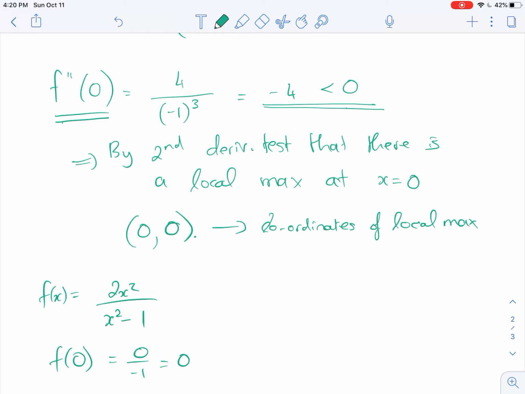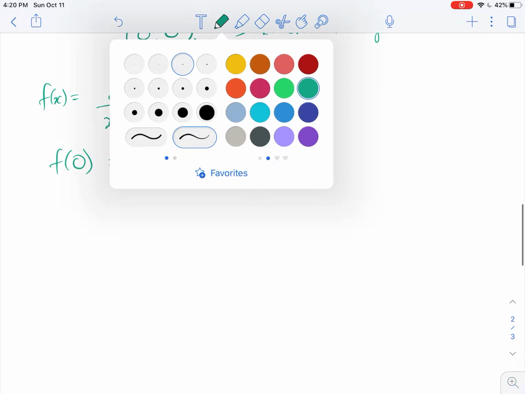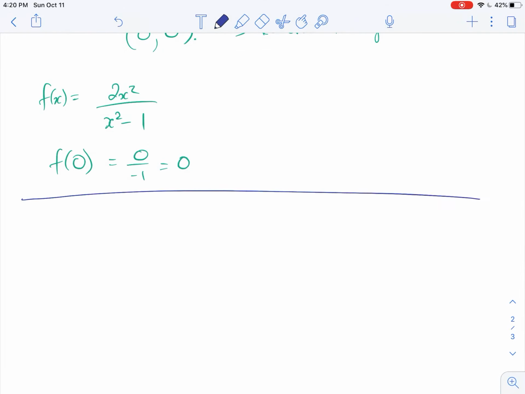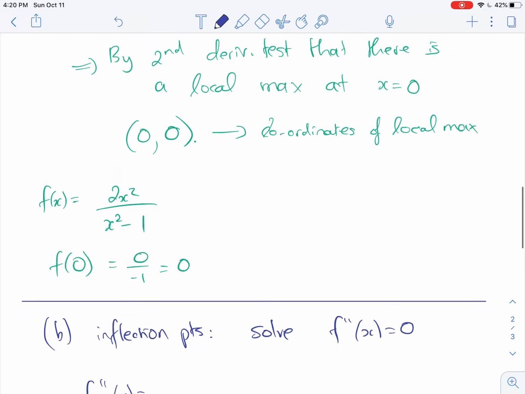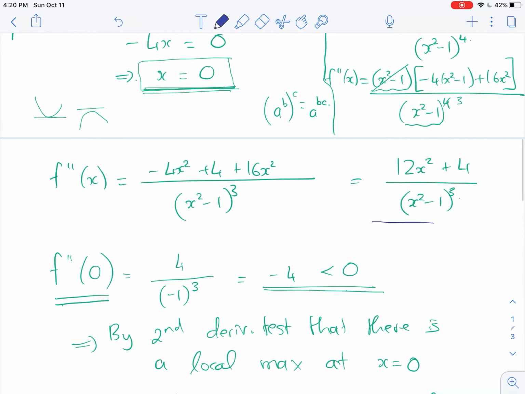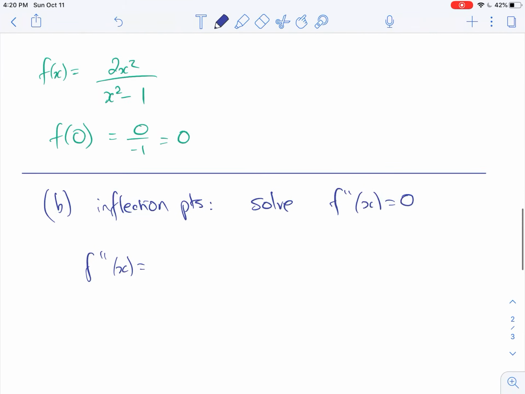Now there was a second part to this question that said, show there are no inflection points. An inflection point occurs when the second derivative is equal to 0 and it changes sign. So for part B, inflection points, you want to solve where f double prime of x is equal to 0. Now we have f double prime of x, it's equal to, we have it up here, 12x squared plus 4 over x squared minus 1 to be cubed.